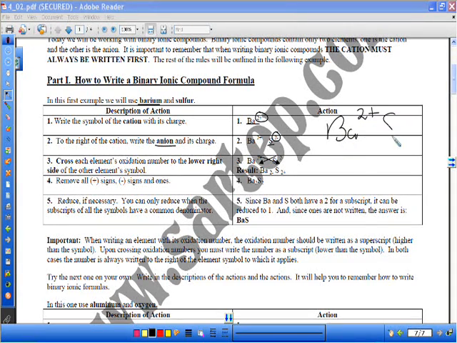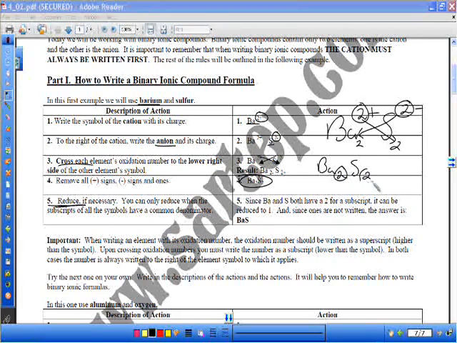So what we have is this. And then all you're going to do is what's called crisscross. Circle the number, only the number, and you crisscross it and put it down to the lower right-hand side of the other element. Take the sulfur's 2, the -2, take the 2, and crisscross it to the barium. Now we have Ba2S2. 2 bariums, 2 sulfurs.